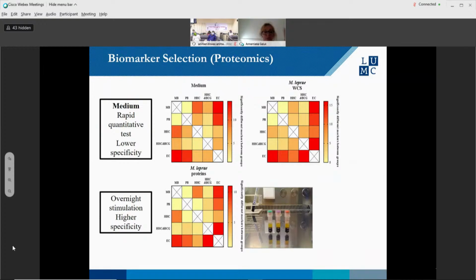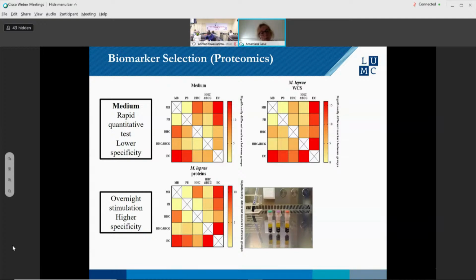So what we have found for the proteomics part, so this is based on the Luminex, so the multiplex serum protein analysis, is that there are two ways actually to identify proteins in serum that are useful as a biomarker. So either directly in medium or after overnight stimulation. So when you want to have a rapid test, you of course don't want to have a 24-hour incubation step.